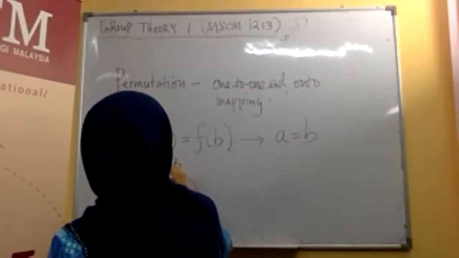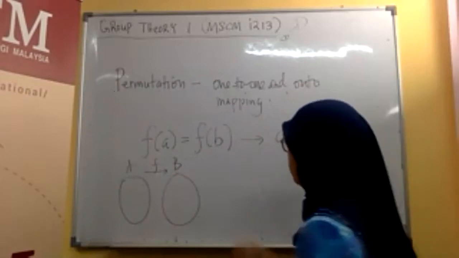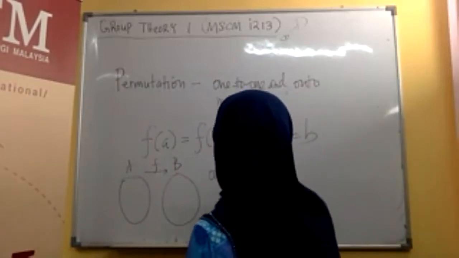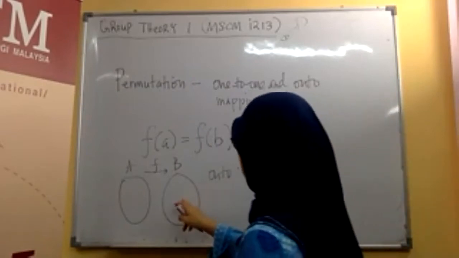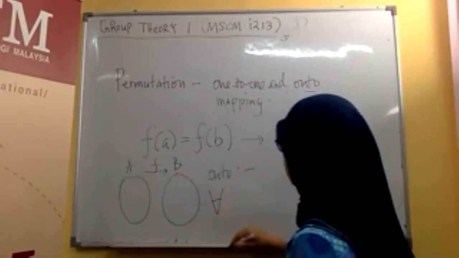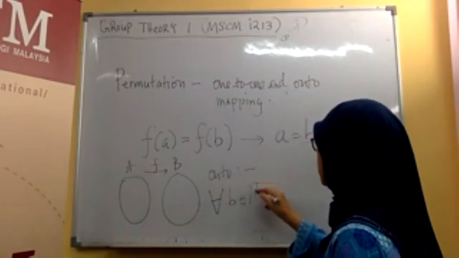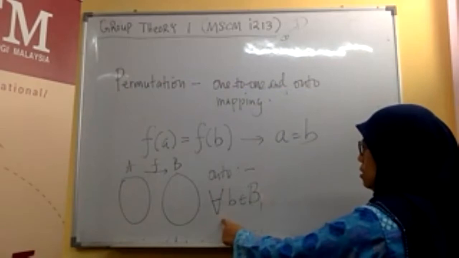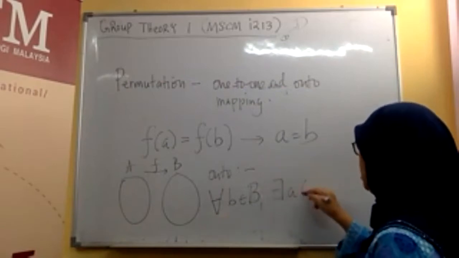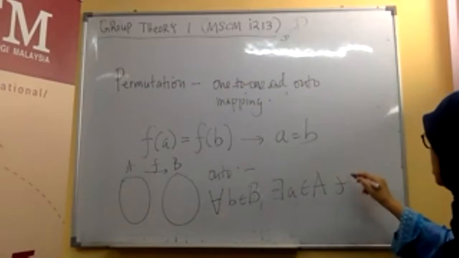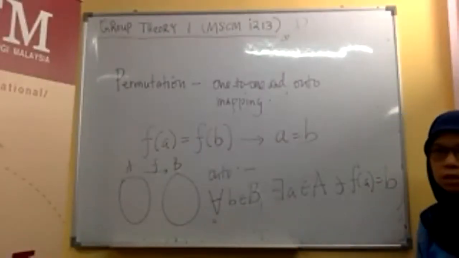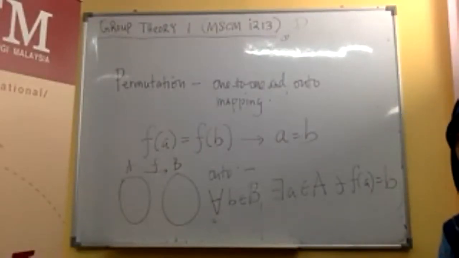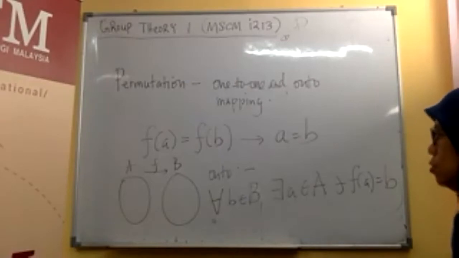From A to B, and you have F. Onto means for all b in B, there exists a in A such that f(a) equals b. The key is here, it has to be for all. Okay, and that means onto.